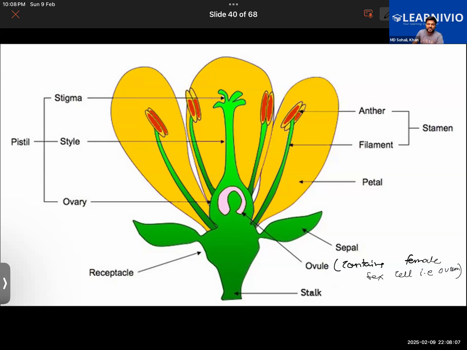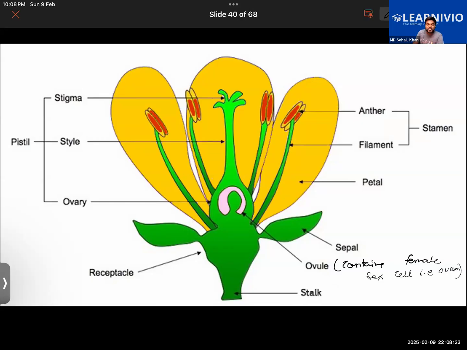Other than that, it will also offer some amount of protection to the delicate reproductive organs, as it will be basically surrounding it, so it will be offering some protection to it also. Okay, next we have the stamen, that is made up of anther and filament together.